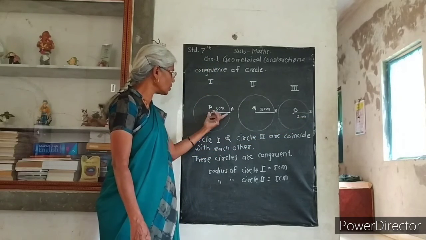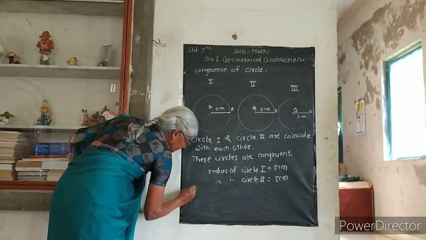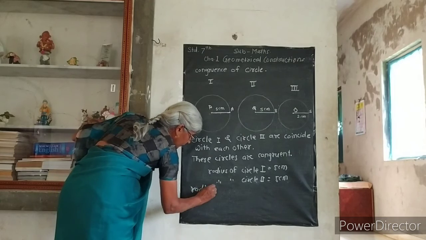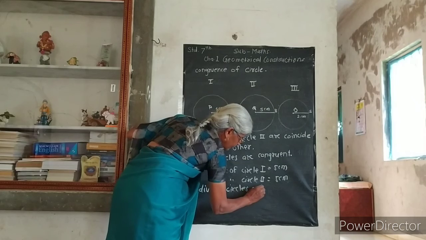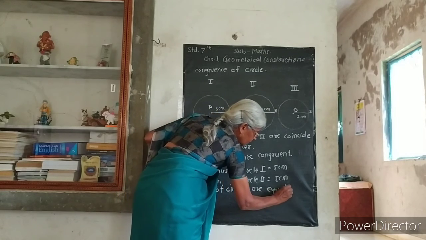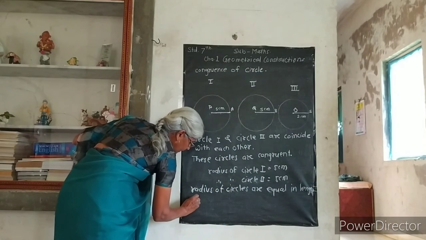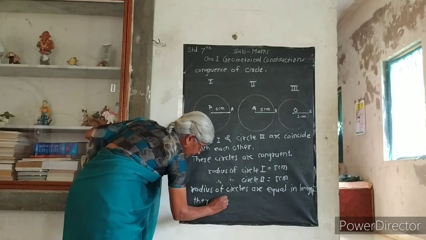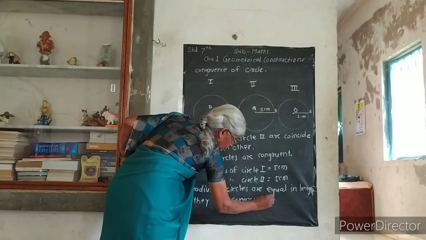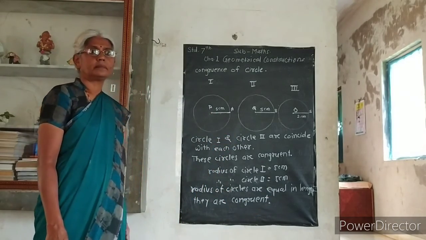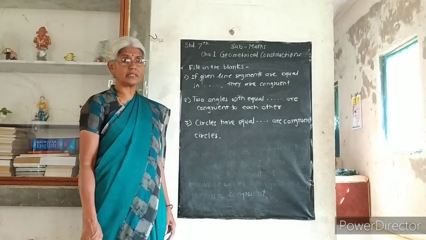Means when the radii of circles are equal in length, they are congruent. We learned about congruent segments, congruent angles and congruent circles.